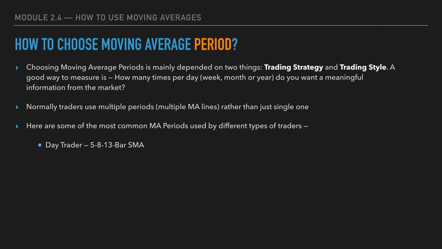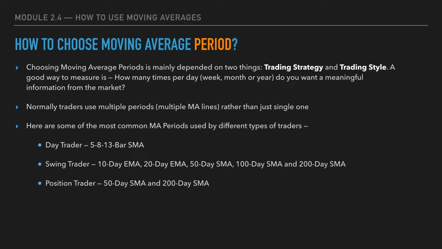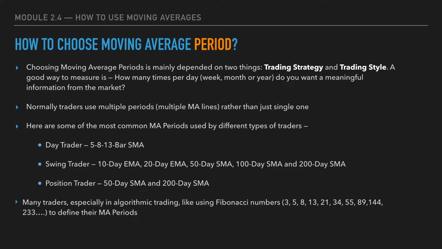For example, for day traders, one of the common combination is called the 5-8-13 bar simple moving average. For swing traders, it's 10, 20, 50, 100, and 200 day moving averages. There's one thing I want to highlight here, that for 10 and 20-day moving average, we use exponential moving average to put more focus on the price changes in the short term. And for the rest, we use simple moving average. For position traders, the common combination is 5-day and 200-day simple moving average. Many traders, especially in the algo trading area, like to use Fibonacci numbers to define their moving average periods.